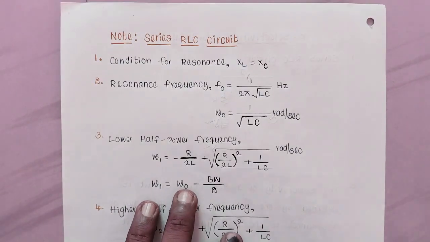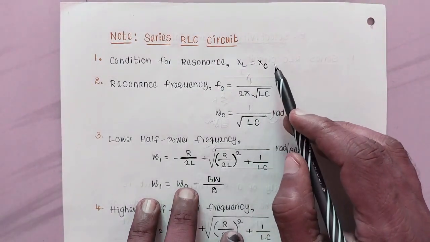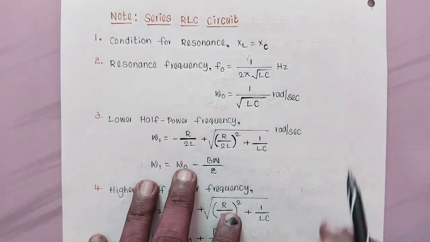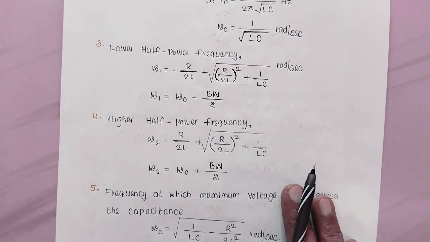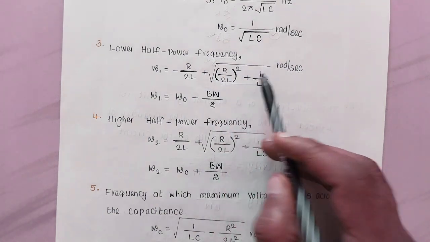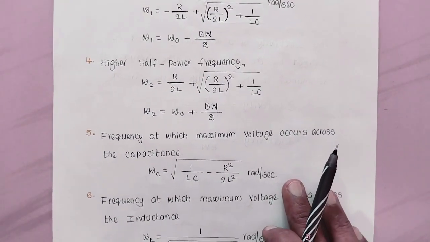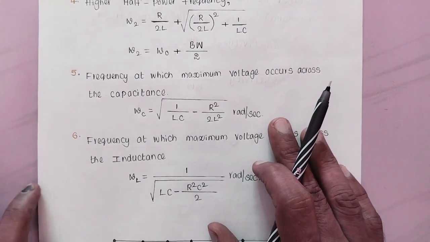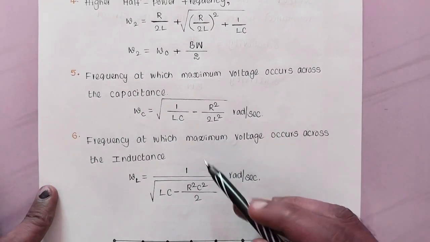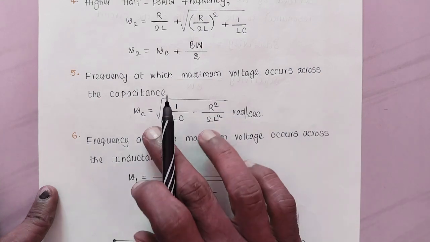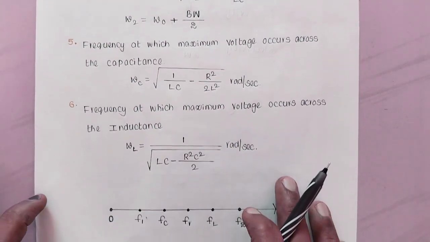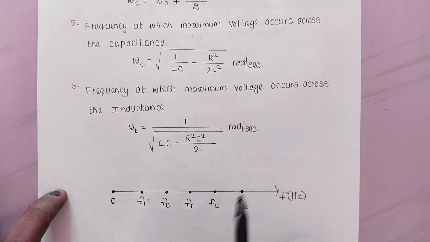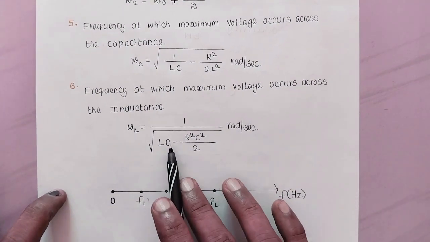If you observe here, the condition for resonance is XL equal to XC. The resonance frequency expression depends on the L and C values. The lower half power frequency depends on the RLC values. The higher half power frequency depends on the RLC values. And the frequency at which maximum voltage occurs across the capacitance, if you know the values of RLC, we can get omega C. Similarly, the frequency at which maximum voltage occurs across the inductance, if you know the values of RLC, we can find this.